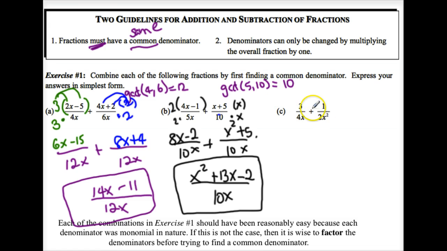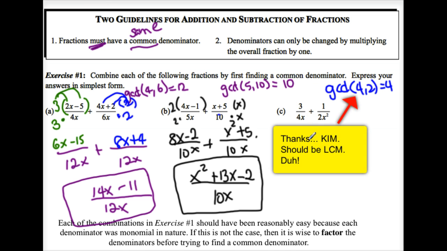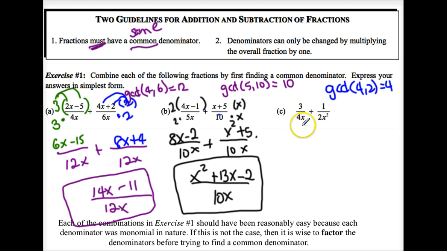Alrighty, moving on to C. So 3 over 4x plus 1 over 2x squared. The first thing I need is a common denominator. So let's see what the GCD of my numbers is. 4 and 2 is actually 4. And then I always take the one that has the highest exponent, or if there's just one of them with an x, I will use that. In this case, this is x to the first and x squared. So the higher exponent is what I'm going to use, which is x squared. So my new denominator should be 4x squared.